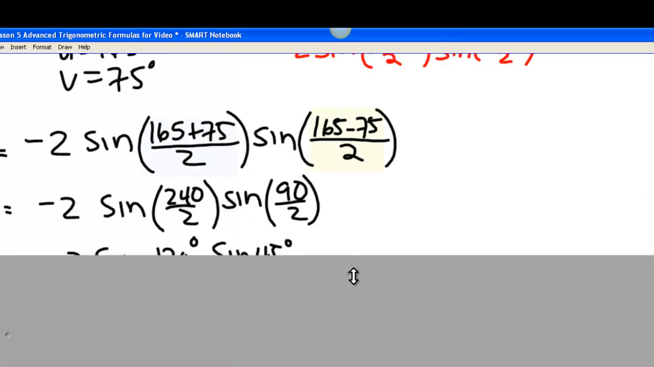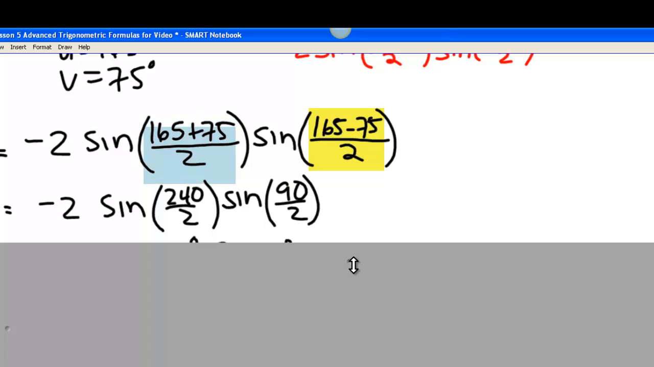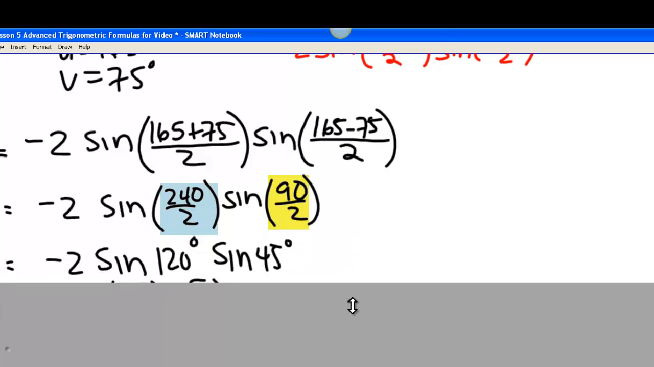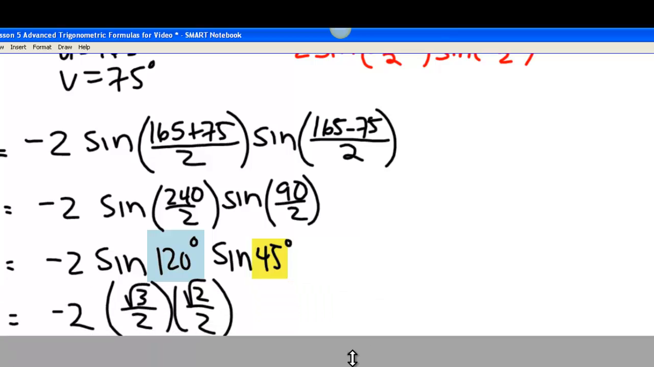Next, I do some arithmetic. 165 plus 75 is 240. 165 minus 75 is 90. When I divide each of those angles by 2, then I get negative 2 times the sine of 120 times the sine of 45. And then I can evaluate the sine of 120 and the sine of 45.